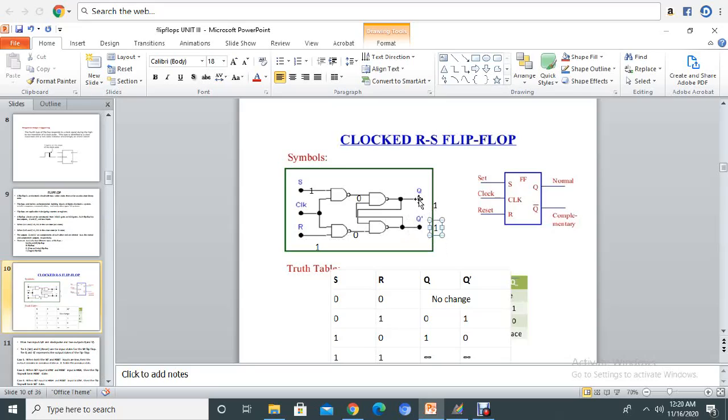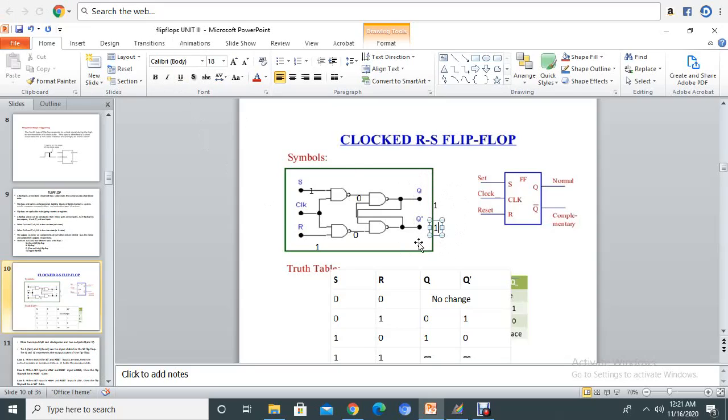Now all of you listen here. Here Q is equal to 1, Q bar is also 1. Q bar should be complement of Q. If Q is equal to 1, then Q bar should be 0. If Q is equal to 0, then Q bar should be 1. Here both are same.